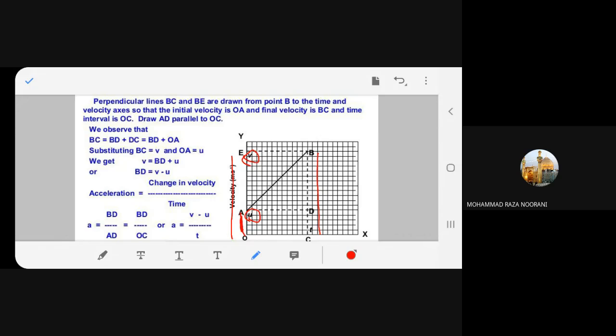Do you agree? What about time? Time is OC, that is T. Can you see this T over here? So OC is T. Now OC is equal to AD. OC is equal to T and is parallel to AD, so both are equal. We are doing maths. Do you agree with me?